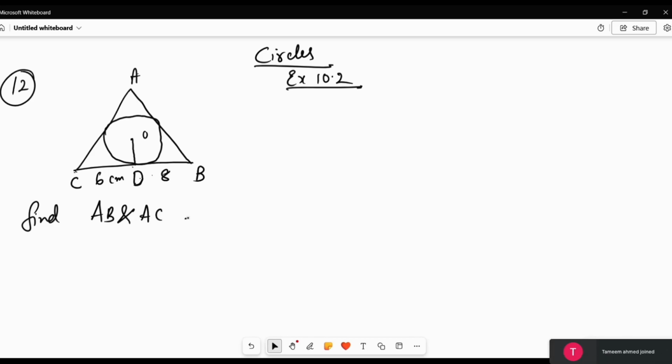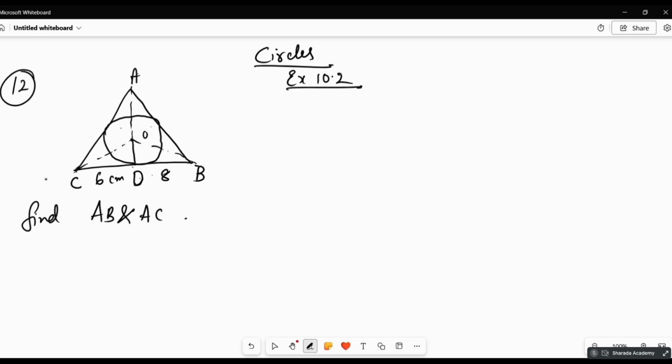So what we will try to do is, we will try to find the area of the bigger triangle ABC, and also try to find the area of the three small triangles here. That is AOB, AOC and BOC. If I add all the small triangles, then it will be equal to the area of the bigger triangle. So now from that, we will try to find the sides AC and AB.